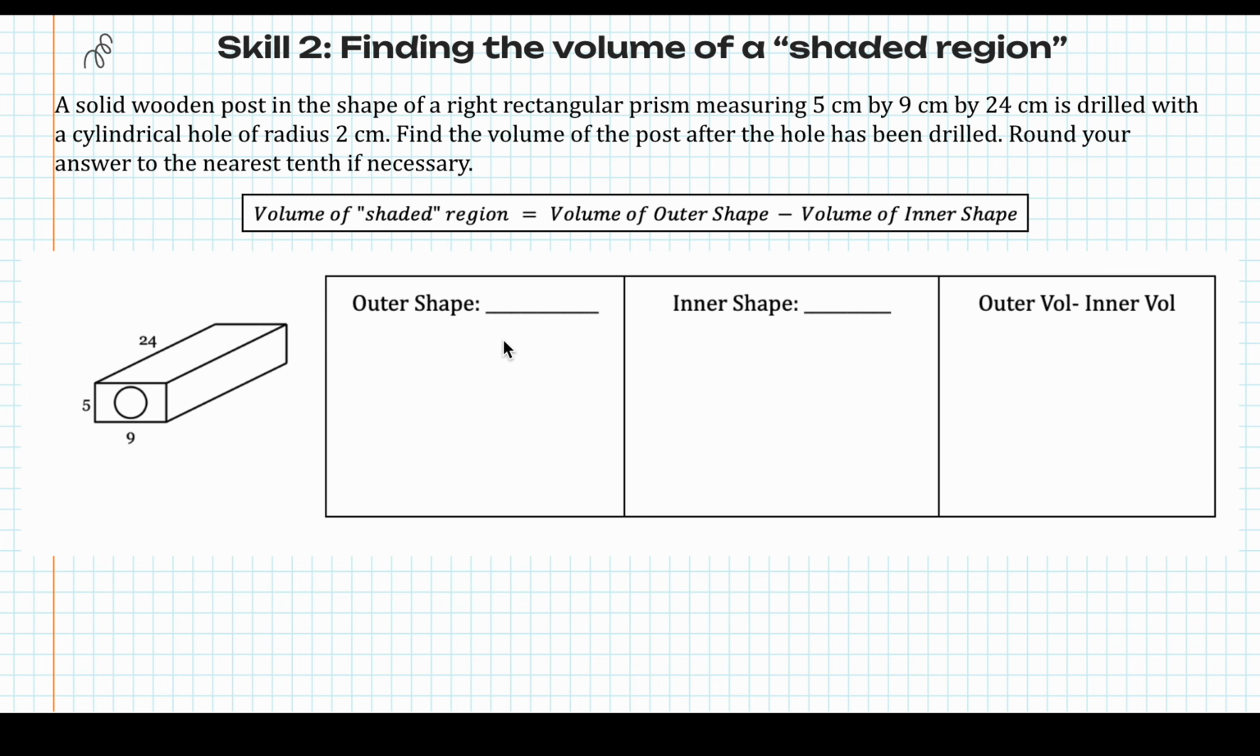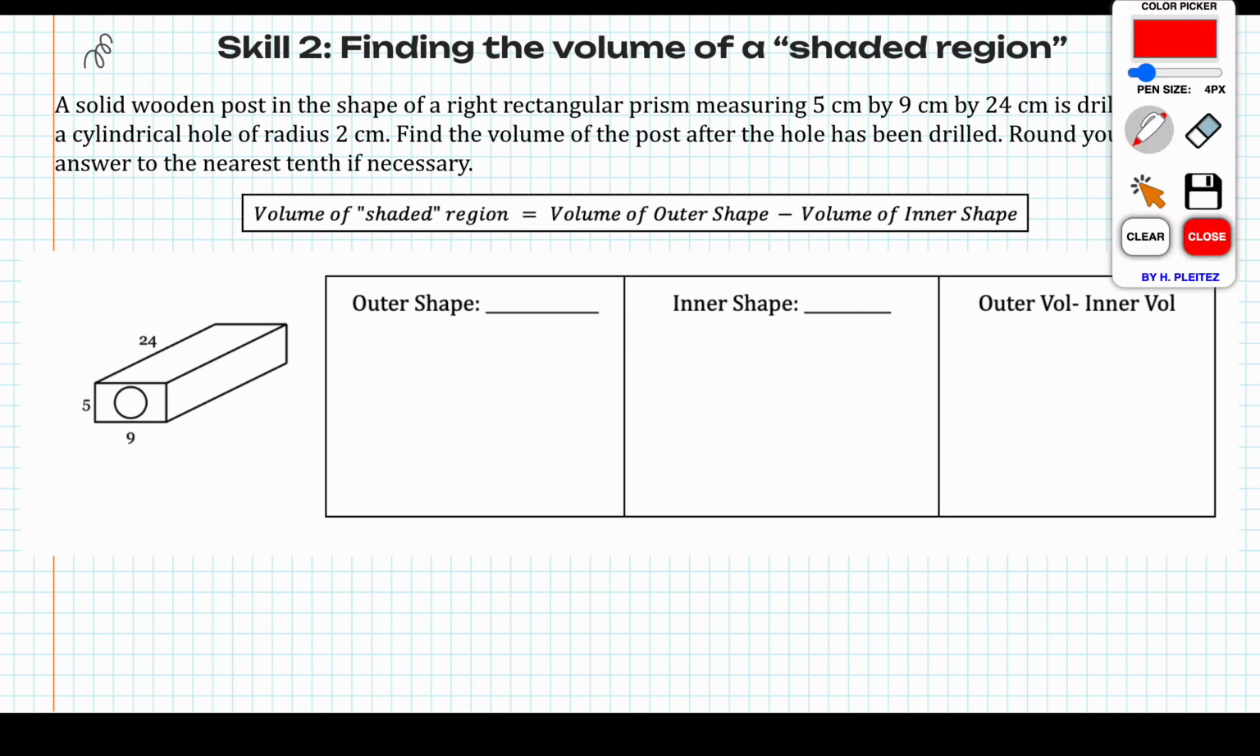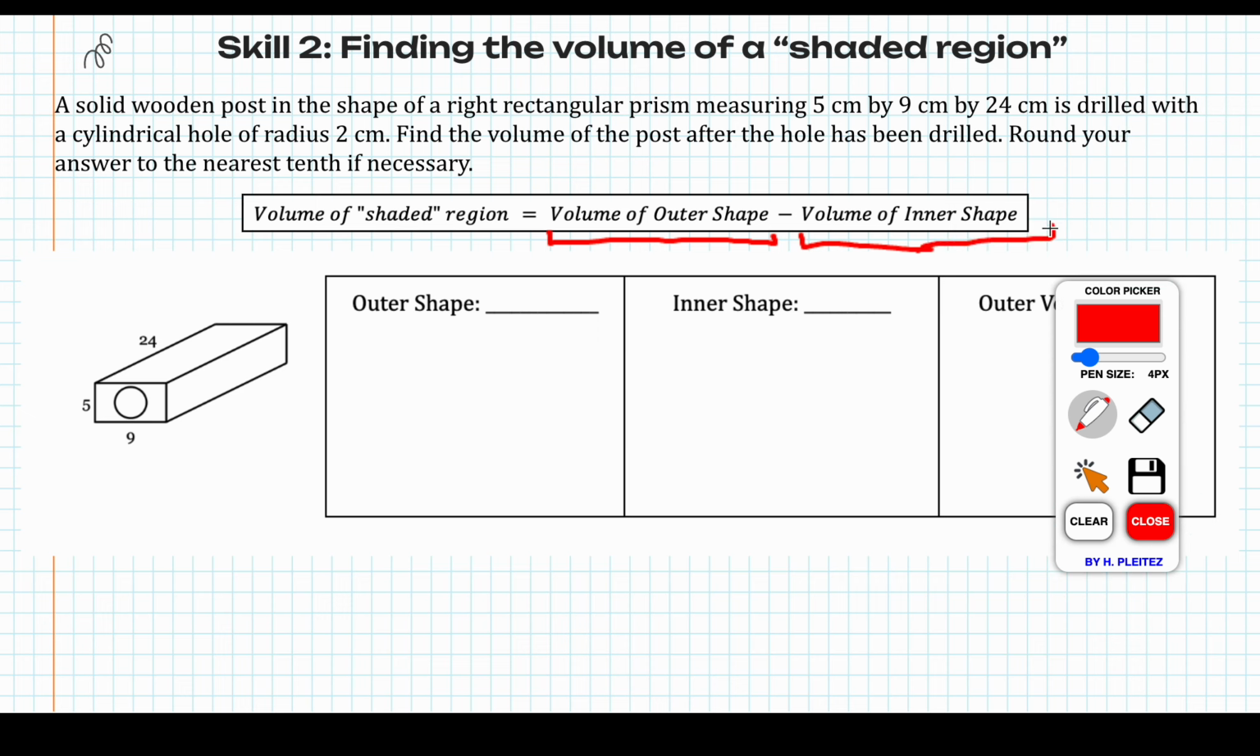So the second skill is going to be finding the volume of a quote-unquote shaded region. Now, we did this with two-dimensional composite figures as well, where all that we did was we found the volume of the outer shape first, we subtracted the volume of the inner shape, and then we were able to get our answer. So 99.99% of the time, this is the process that you're going to have to do when you have these shapes within one another.